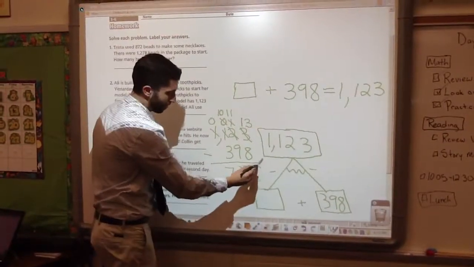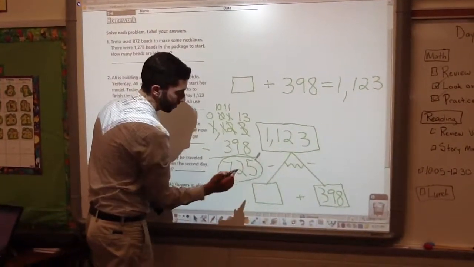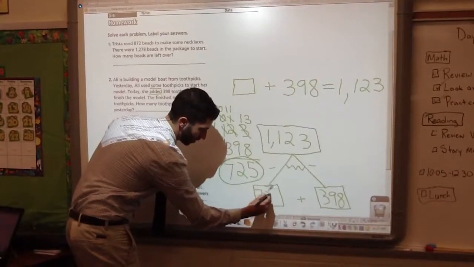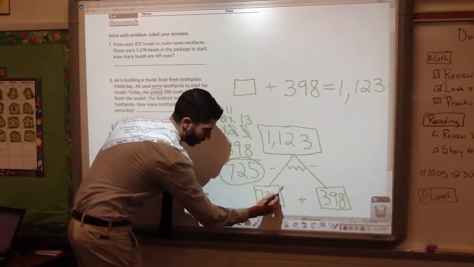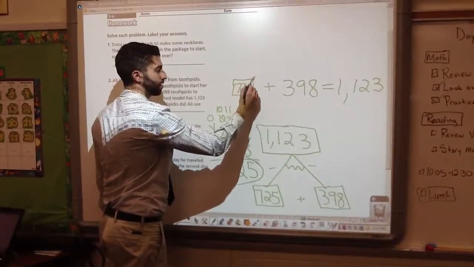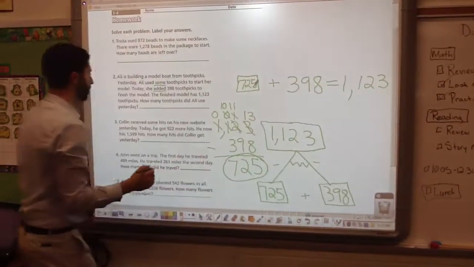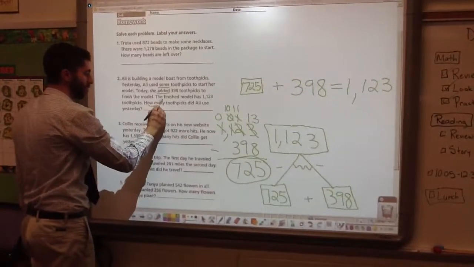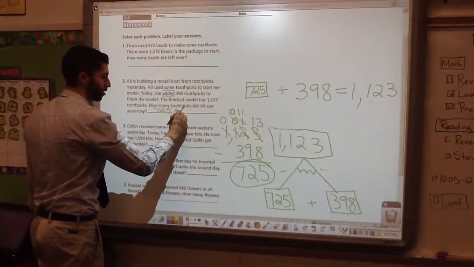So this means my final answer, 725, can go right in here in my Math Mountain. And my unknown partner is 725. So for our answer, we can write 725 toothpicks.